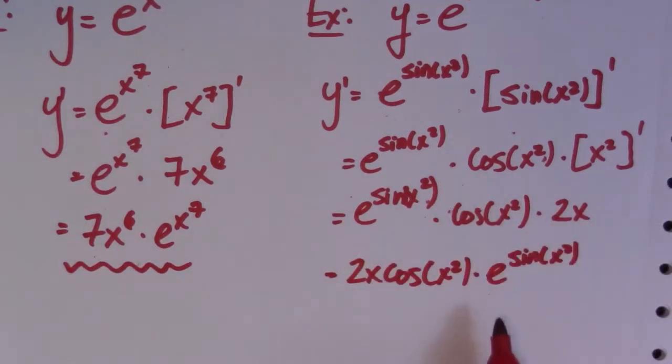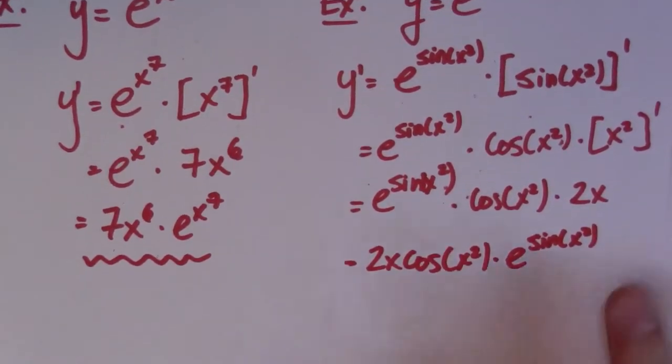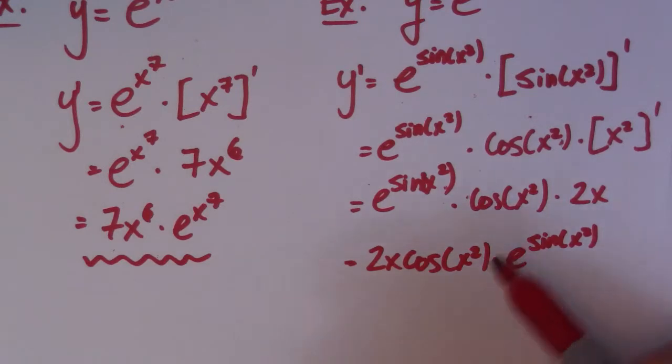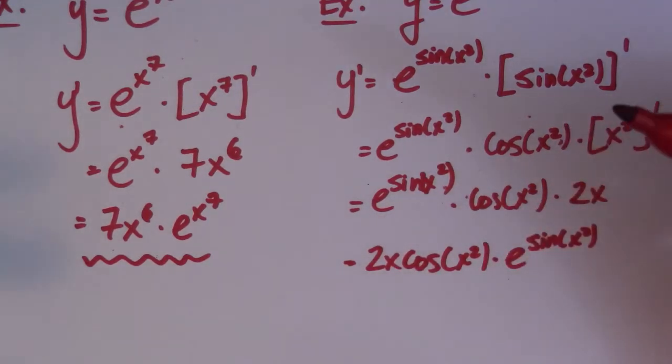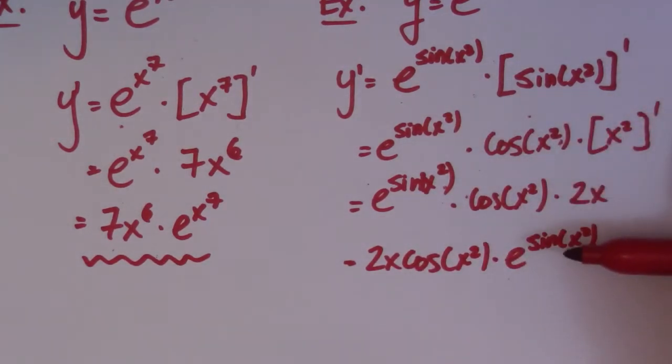I usually write my e to the whatever last. Again, that's just a personal preference. I don't know if there are any generalized rules about that. Well, guys, this is the derivative of e to the x. You can see it's the easiest derivative ever, but it can get into some complicated scenarios.